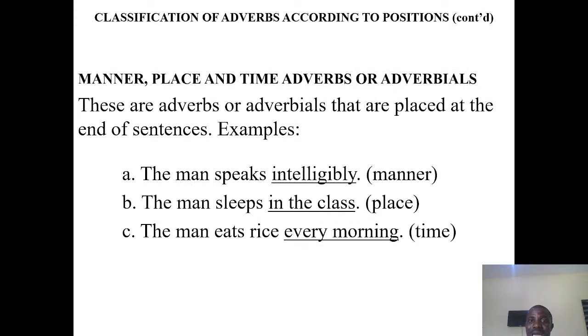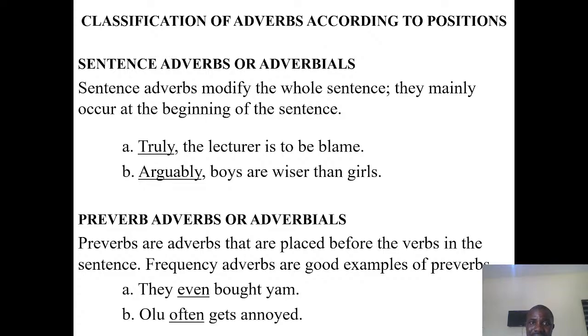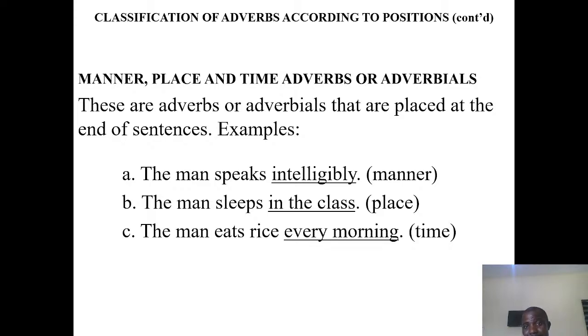And manner, place, and time adverb or adverbial. These are adverb or adverbial that are placed at the end of sentences. Remember that sentence adverb modify the whole sentences, but this one is placed at the end of the sentence and also modify the entire sentence. The man speaks intelligibly, or sometimes modify the verbs. It tells us how the man speaks. The man sleep in the class, where the man sleep. The man eat rice every morning.